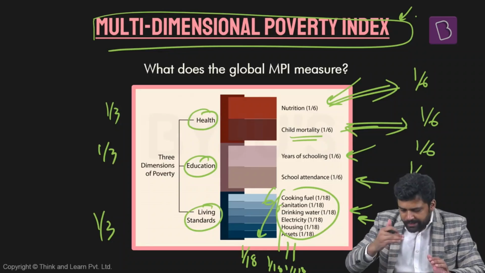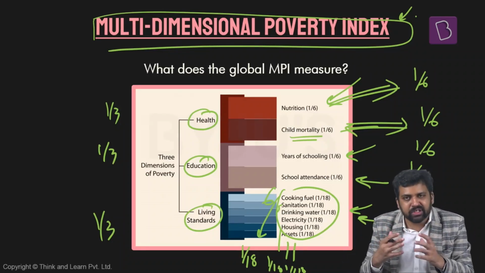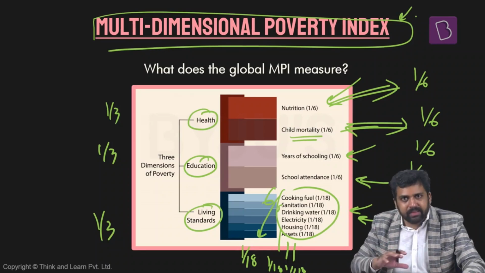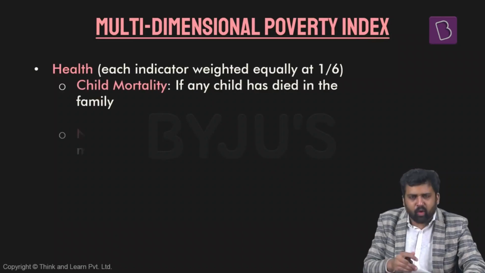So the point I want to make is that the multidimensional poverty index looks at all these dimensions and tries to find out what the deprivations are and what the extent of the deprivations is. Accordingly, it finds out how much multidimensional poverty there is in a particular state or society. So all these parameters I just explained one by one.